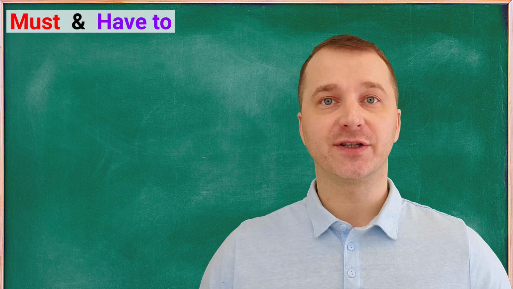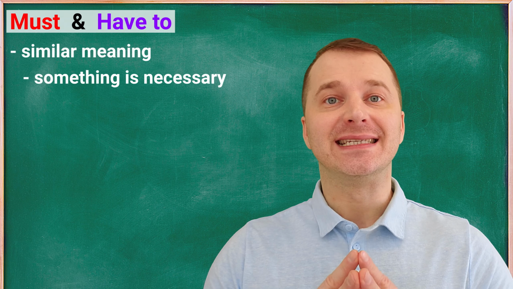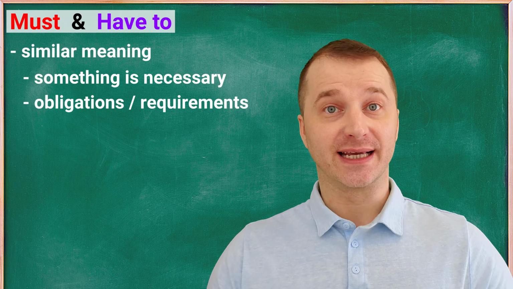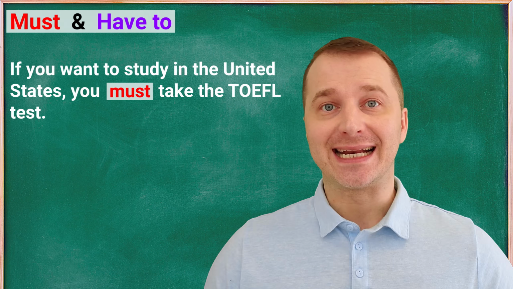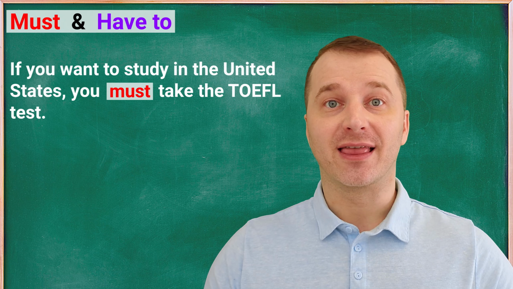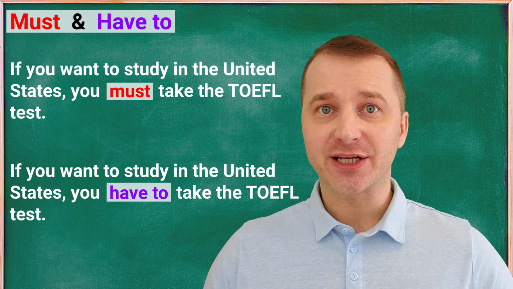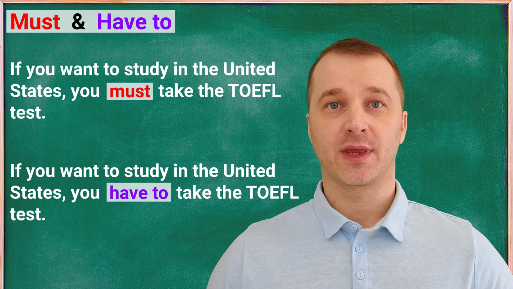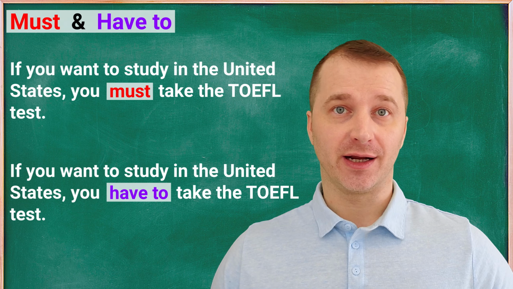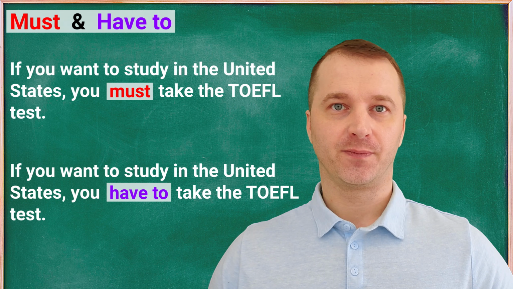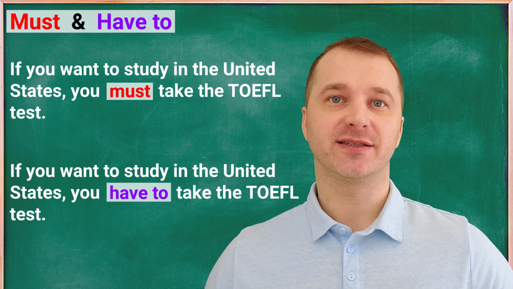Both must and have to are similar in meaning. They express the idea that something is necessary. They talk about obligations or requirements. For example, if you want to study in the United States, you must take the TOEFL test. Or, if you want to study in the United States, you have to take the TOEFL test. So, if you are a non-native English speaker, it is necessary to take a language proficiency test. The test is required. You don't have any other choice but to take the test.